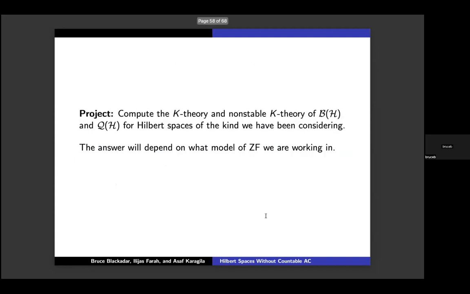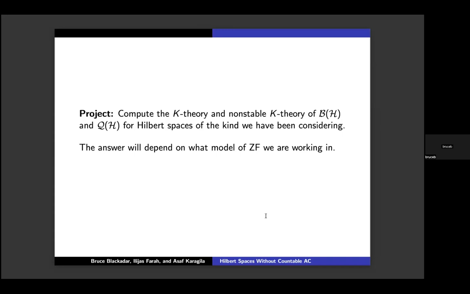And I'll just conclude by mentioning that this is a project that we will be thinking about in the future to try to compute the K-theory and non-stable K-theory of B of H and Q of H for these kinds of Hilbert spaces we've been considering. This could be complicated to answer, and the answers will probably depend on what model of ZF we're working in. So we don't know what the potential answer is here, but it's something that we're going to think about in the future.